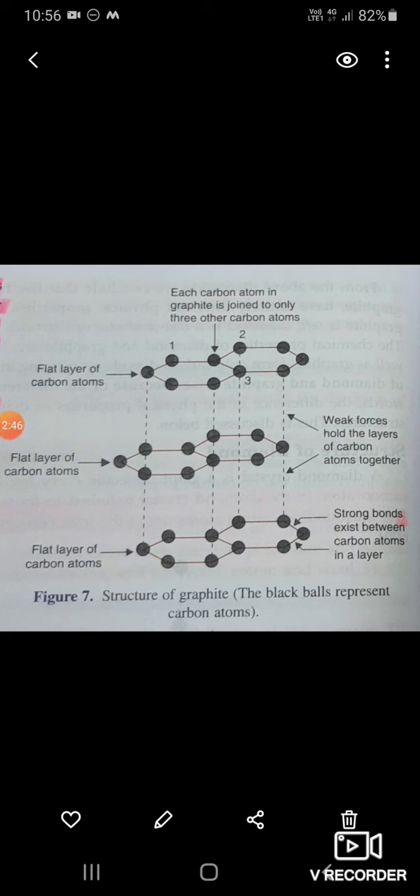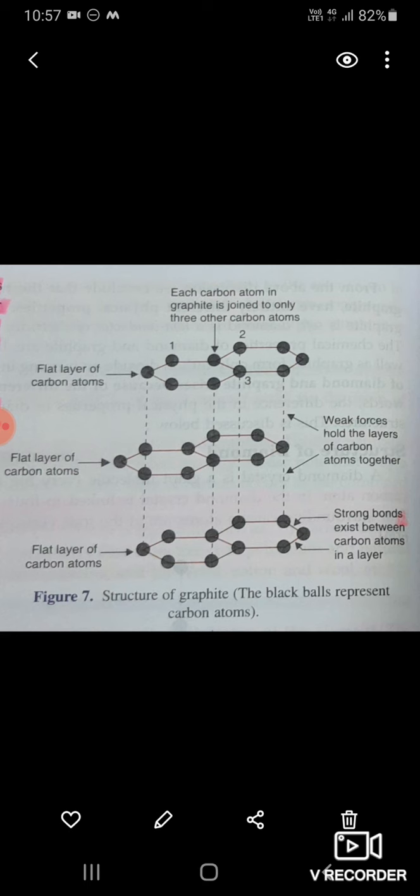Our next allotrope is graphite. Graphite is a grayish black opaque substance. It is lighter than diamond. It is soft and slippery to touch. It conducts electricity. Graphite burns on strong heating to form carbon dioxide.